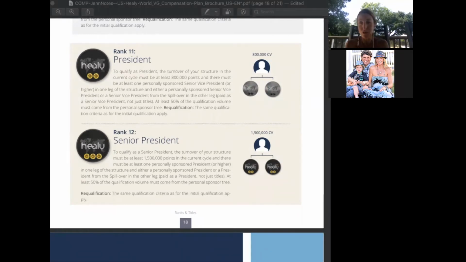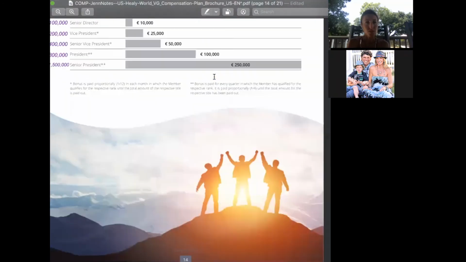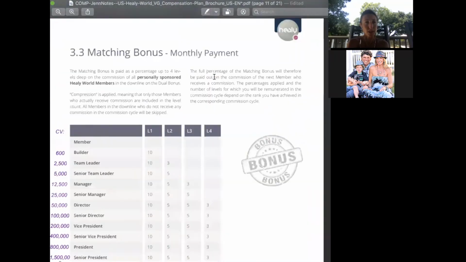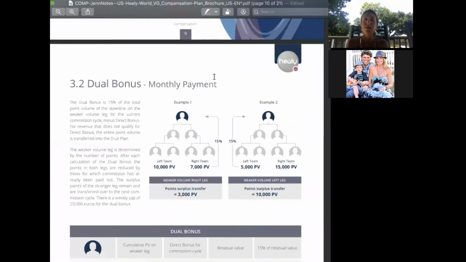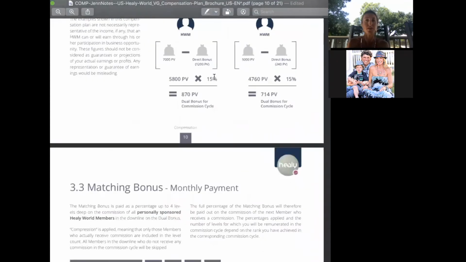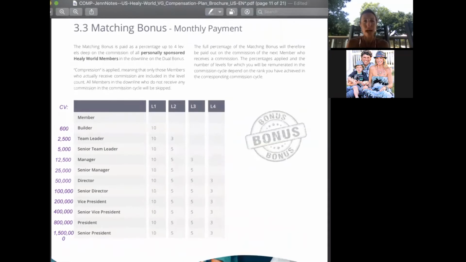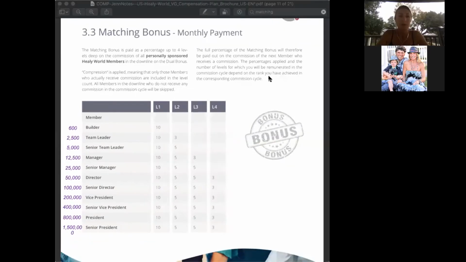So now that you understand ranks and the personal enrollment tree and spillover, we're going to look at those compensation types. So let's scroll back up and look at the different compensation types. We've already covered in the other videos types 1, the direct bonus, and type 2, the dual bonus. So now we're going to go here in the compensation plan to type 3, the matching bonus. Matching bonus is incredible because there's really no limit to the amount of people that you can receive the matching bonus on.